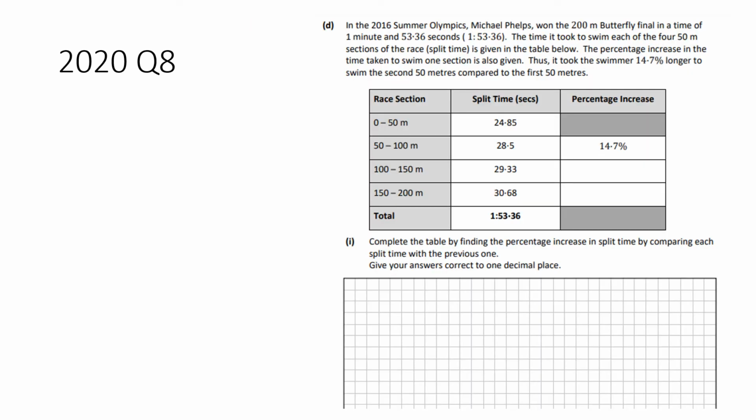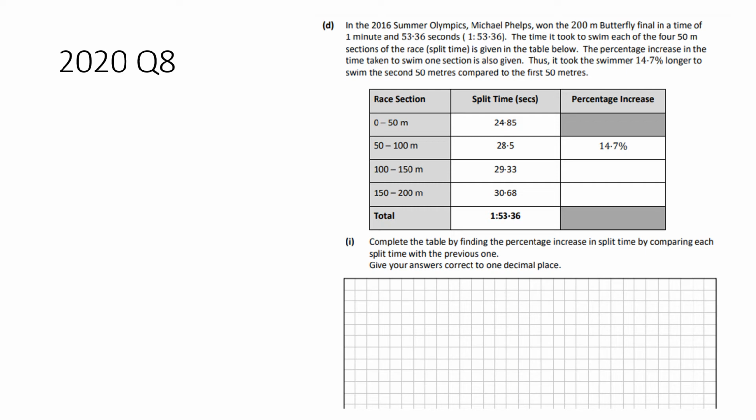For part D here, in the 2016 Olympics, Michael Phelps won the 200 meter butterfly final in a time of 1 minute and 53.36 seconds. The time it took to swim each of the 4 50-meter sections of the race, the split time, is given in the table below. The percentage increase in the time taken to swim one section is also given. Thus it took the swimmer 14.7% longer to swim the second 50 meters compared to the first 50 meters.